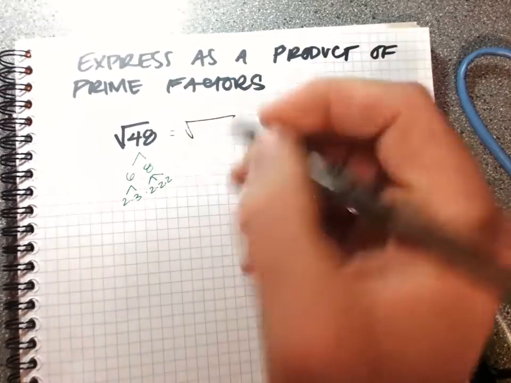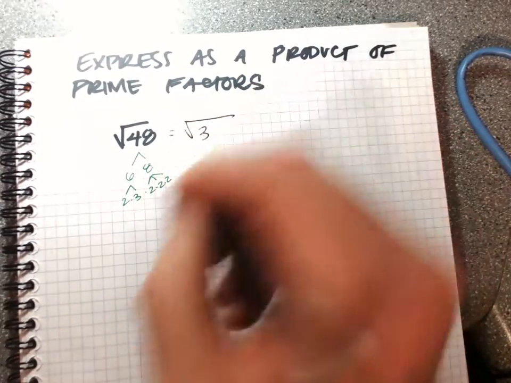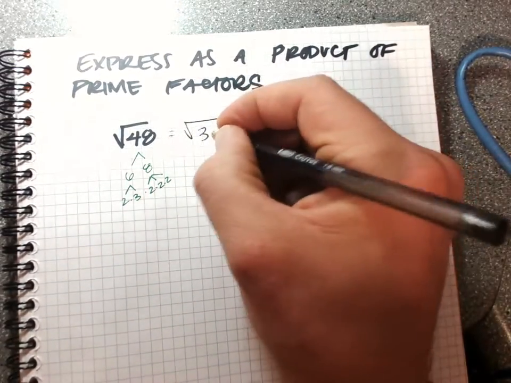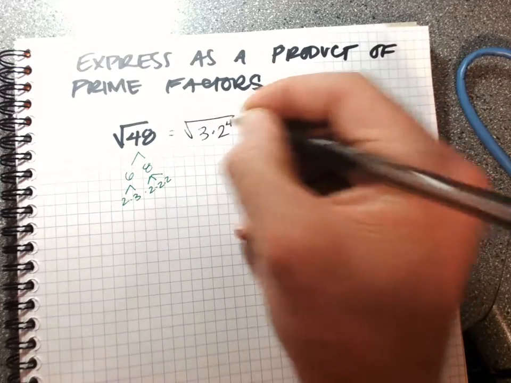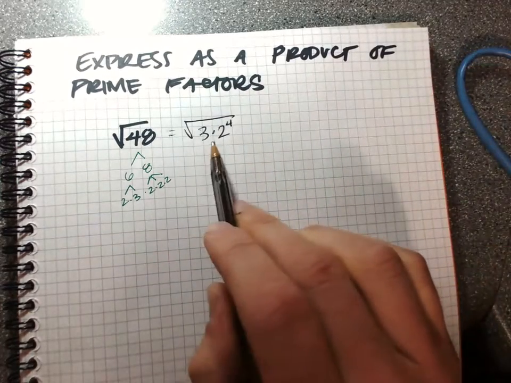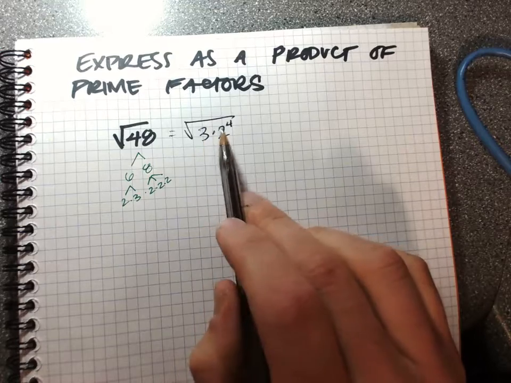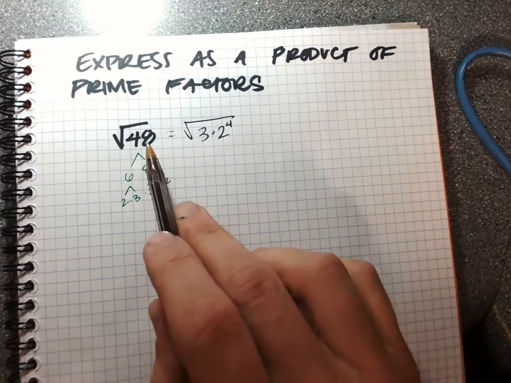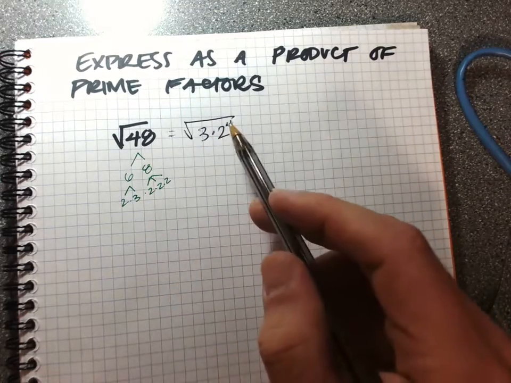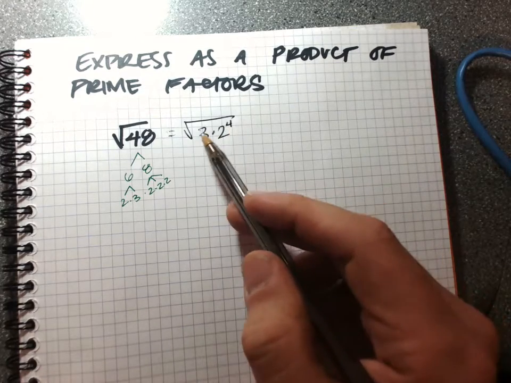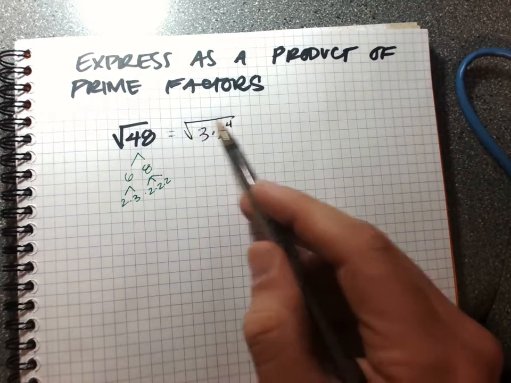So this is equivalent to the square root of one factor of 3 multiplied against 4 factors of 2. Those are the same thing. These are prime numbers, 2 and 3. So the goal is to break the number down as far as you can and express it with your exponent rules.